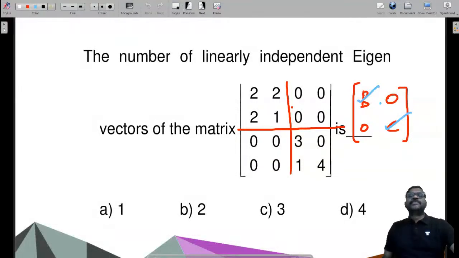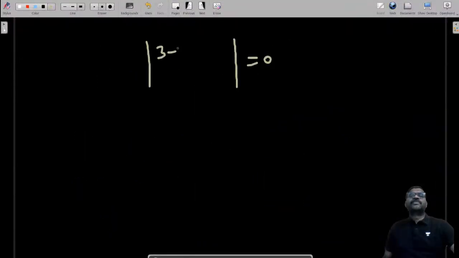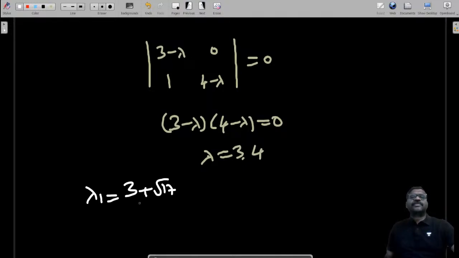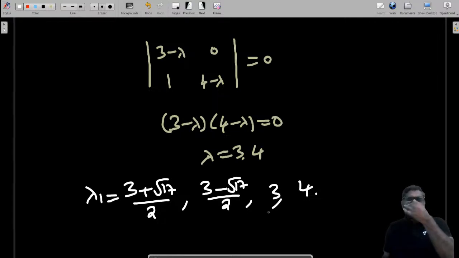Next one. Determinant of 3 minus lambda, 0, 1, 4 minus lambda equals 0. 3 minus lambda into 4 minus lambda equals 0. Therefore, lambda equals 3, 4. See here, you have 4 eigenvalues, and all 4 eigenvalues are different: 3 plus root 17 by 2, 3 minus root 17 by 2, 3, 4. Since all 4 eigenvalues are different, for every different eigenvalue, there exists one independent eigenvector.